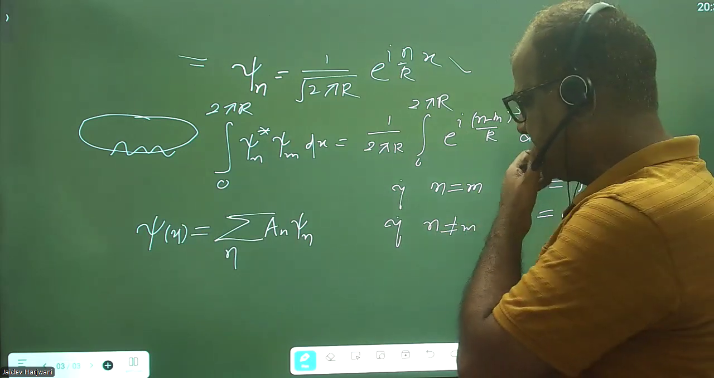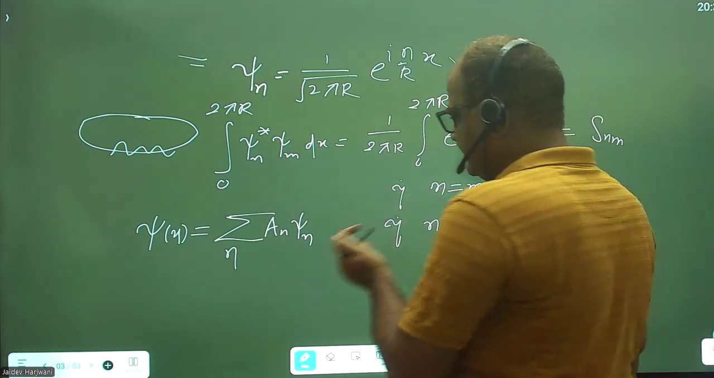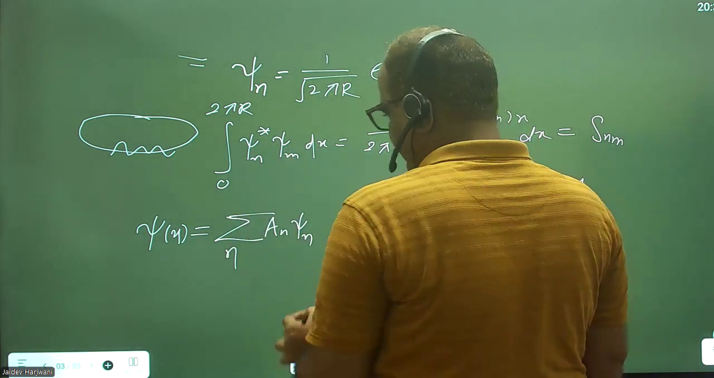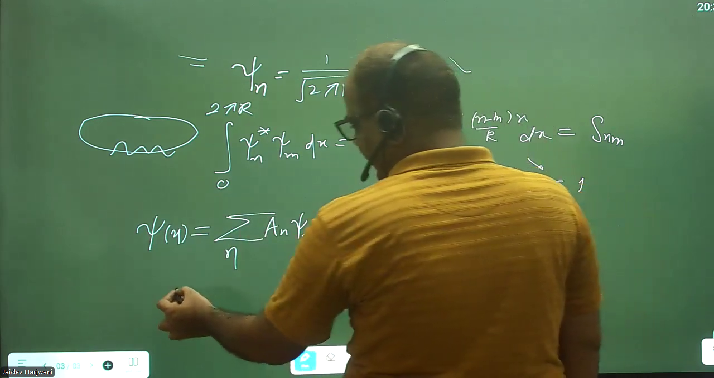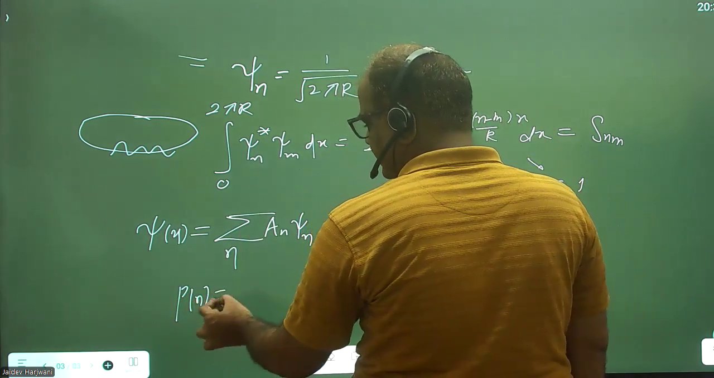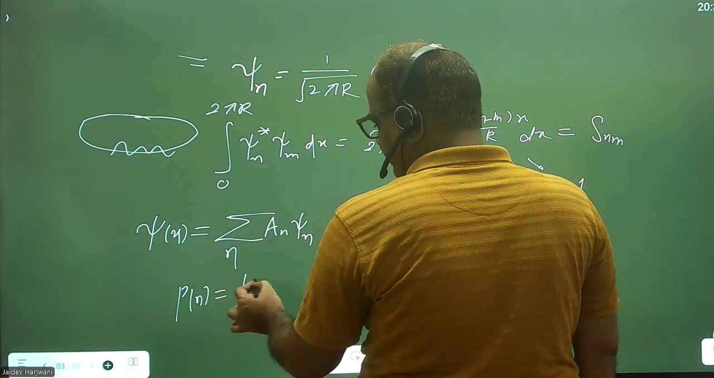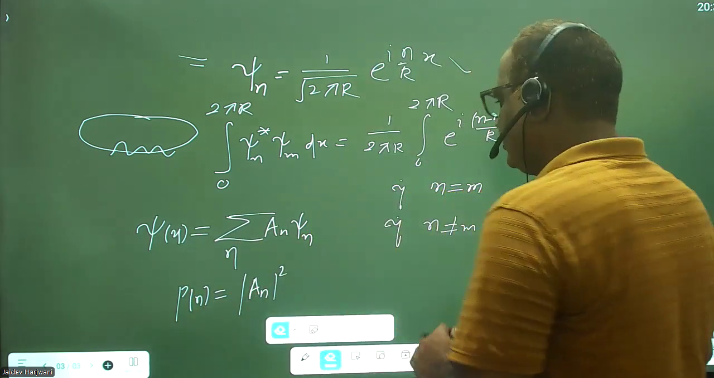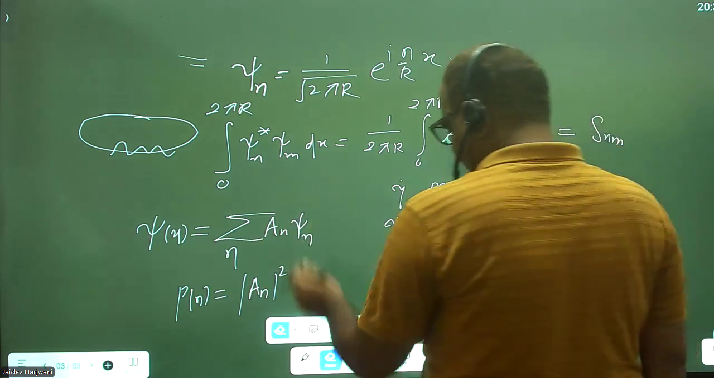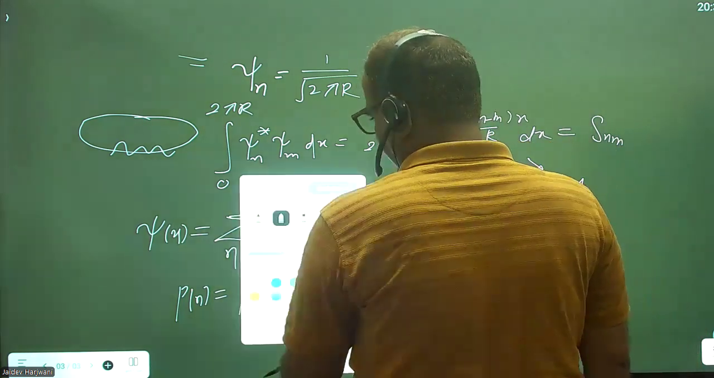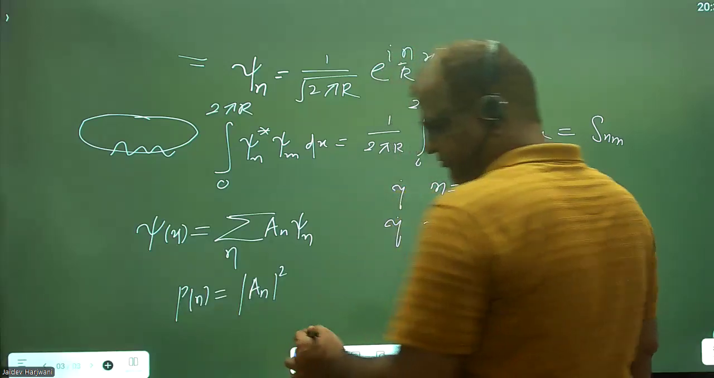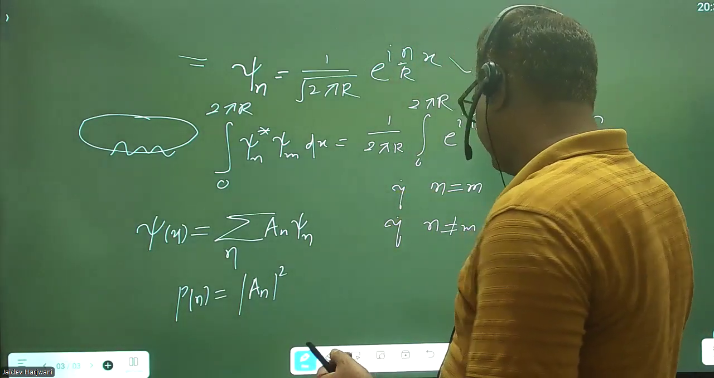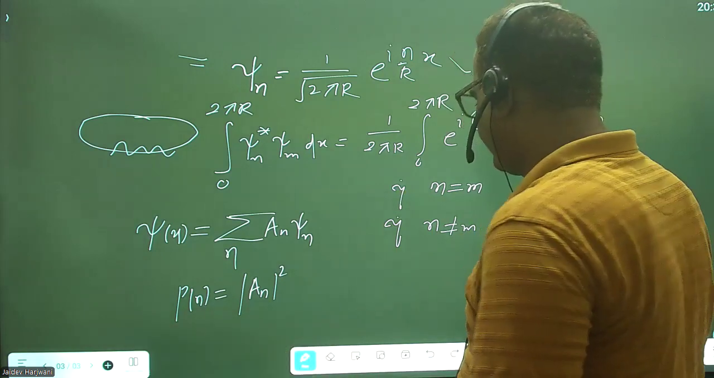This is the one thing. And now how to calculate a_n? Psi n we know. How to calculate the a_n? The probability of getting n is equal to mod a_n square. Now how to get this a_n? For that we can use the concept of what we do in vectors, or in Fourier series, which is called the Fourier trick.